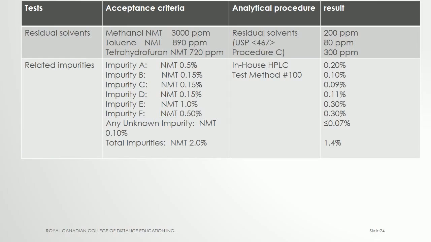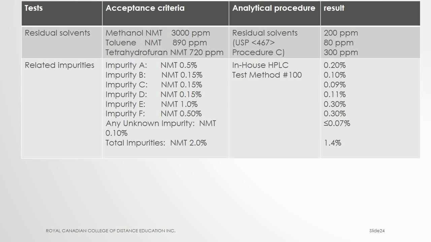This slide is a continuation of the previous slide. The acceptance criteria for residual solvents show that methanol not more than 3000 ppm, toluene not more than 890 ppm, and tetrahydrofuran not more than 720 ppm. Results of analytical samples show compliance as they were within the acceptance limits.